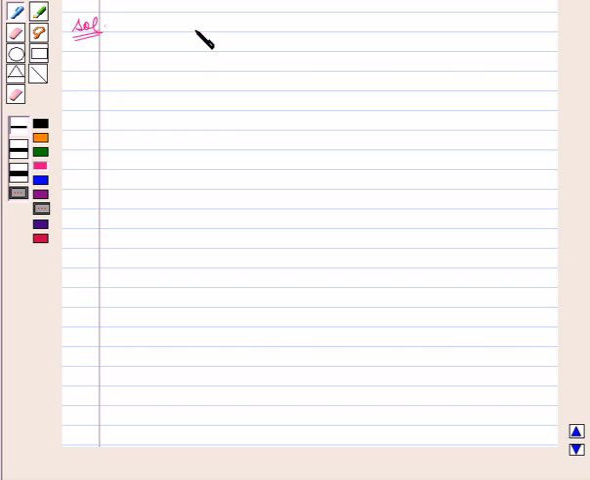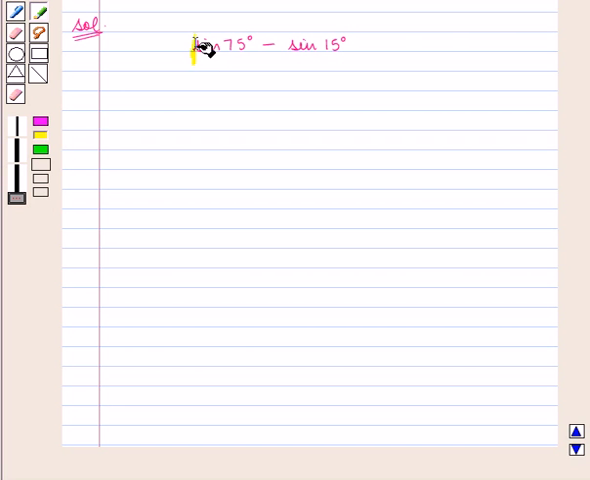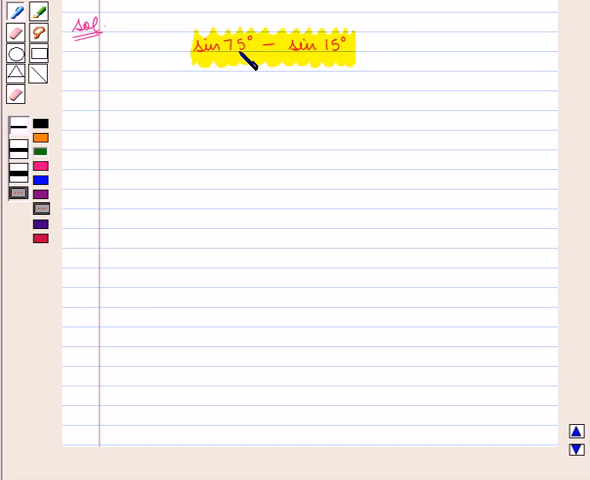In this question, we have to find the exact value of sine of 75 degrees minus sine of 15 degrees, and we'll make use of the sum and difference formula to evaluate it. Here we write each angle in sum or difference form in terms of angles whose table values are known, that is 0 degrees, 30 degrees, 45 degrees, 60 degrees or 90 degrees. And here we can write 75 degrees as 45 degrees plus 30 degrees. Also we can write 15 degrees as 45 degrees minus 30 degrees.